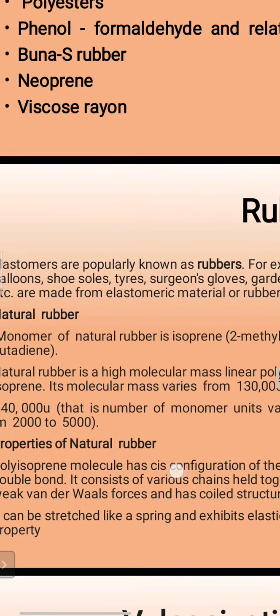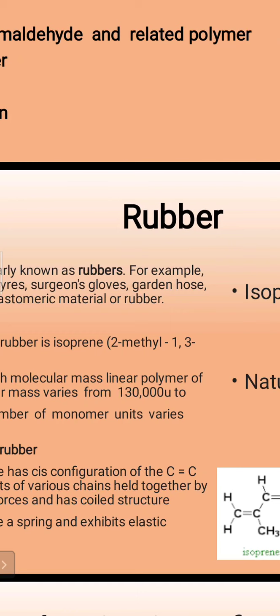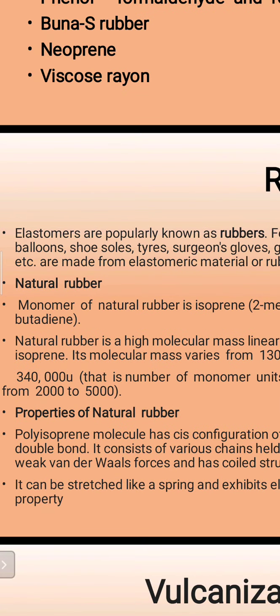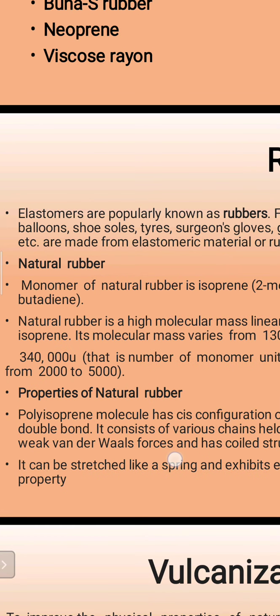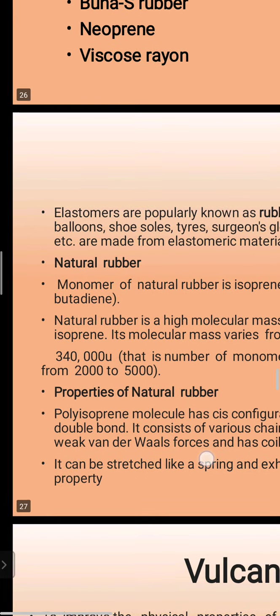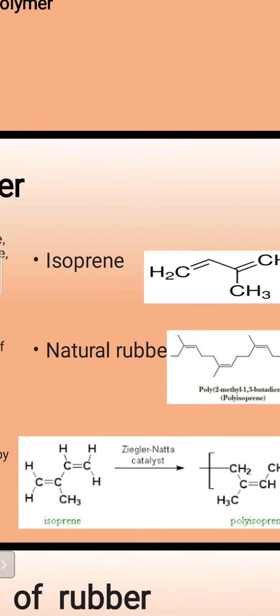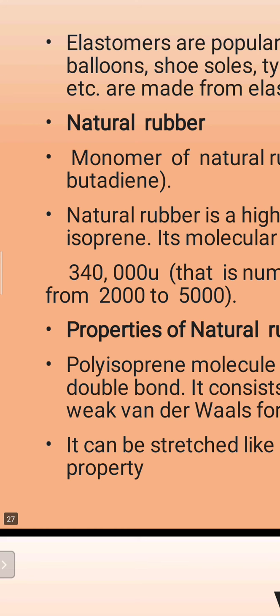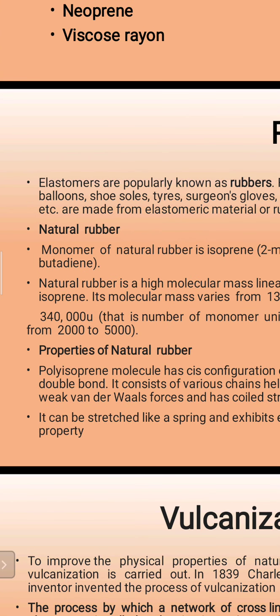Its molecular mass varies from 1,30,000 unified mass to 3,40,000 unified mass. That is, the number of monomer units varies from 2,000 to 5,000. And about that, we'll see the natural rubber. In natural rubber, we'll get the final product, poly 2-methyl 1,3 butadiene or polyisoprene. Later on, properties of natural rubber.